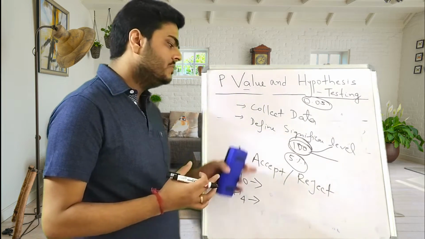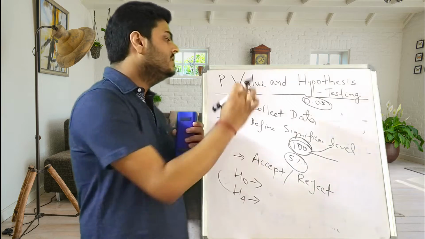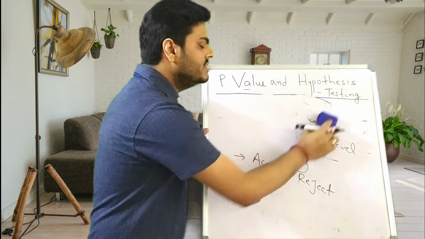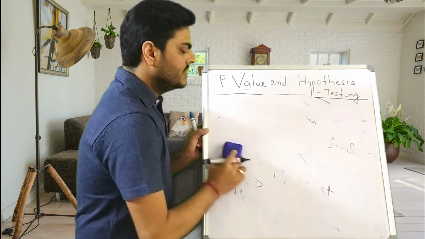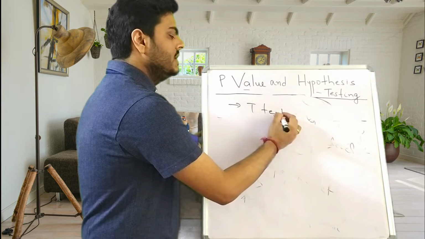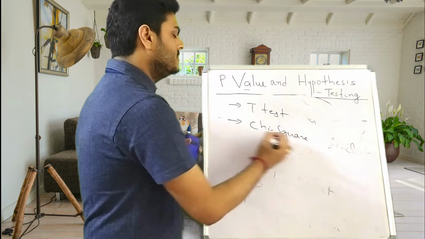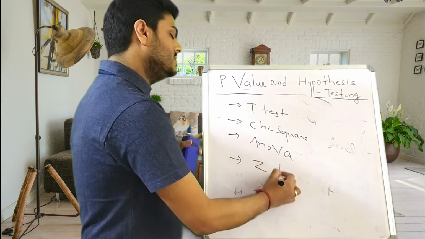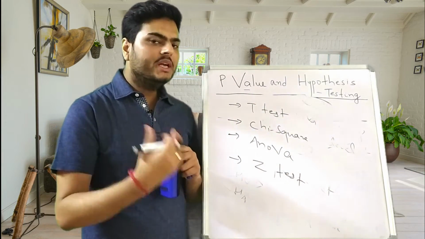Now there is one step in between. Once you have defined the significance level, then you have to do certain tests to get this p-value. So what are those tests? There are some statistical tests you would have heard of. I'm just going to write down here some of the tests. If you have heard of something known as t-test, chi-square test, ANOVA, or z-test, all these are different tests that are done on the data to obtain the p-value.